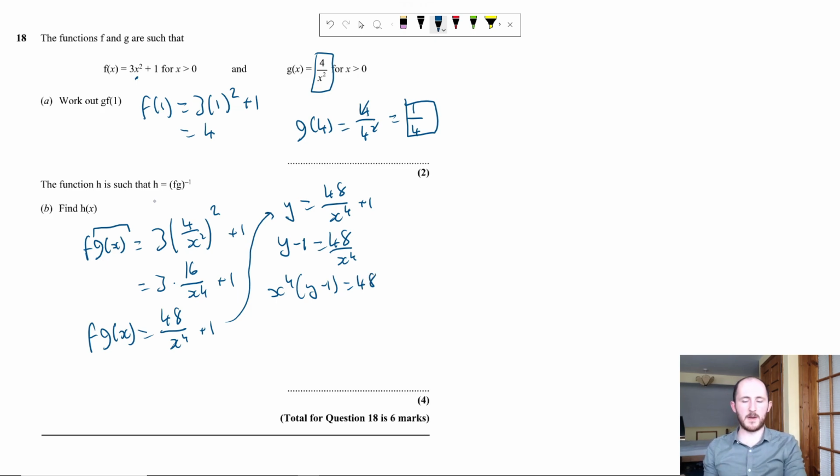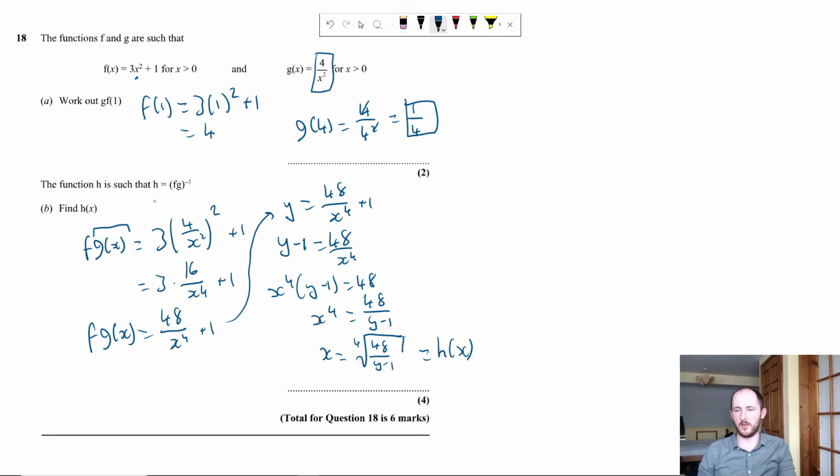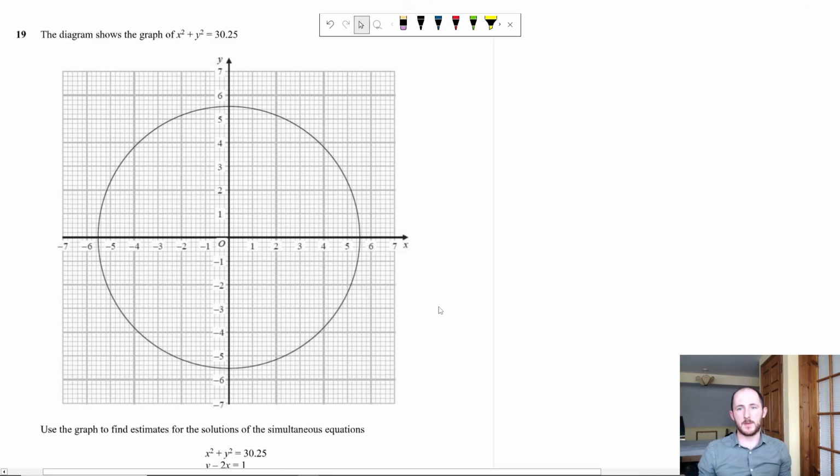Then we're going to divide both sides by y minus 1, we get x to the 4 equals 48 over y minus 1. Take the fourth root, and that means the inverse function is the fourth root of 48 over y minus 1. So therefore, that is equal to h of x. Okay? And that would be it for the question. Well, actually, one thing we need to do is replace y with x, of course.